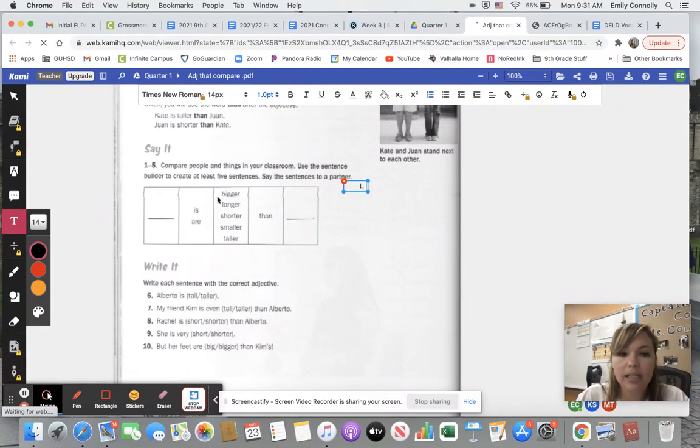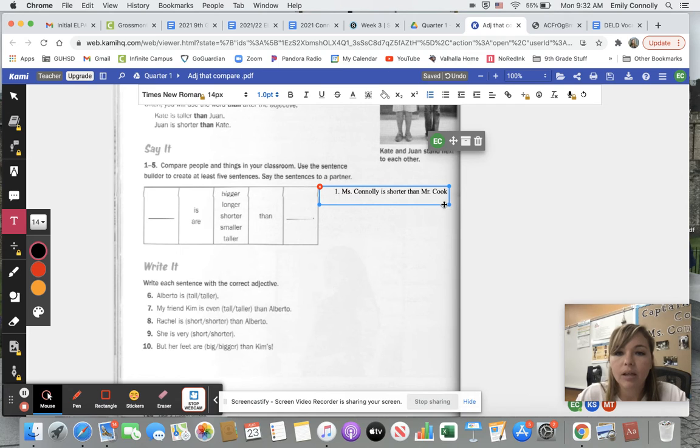Blank is bigger, longer, shorter, smaller, or taller than blank. So for example, Miss Connolly. And then because I'm one person, I'm going to use is. Is shorter than Mr. Cook. Right? And I'm going to move this over here so it doesn't look funky. Okay? Period.